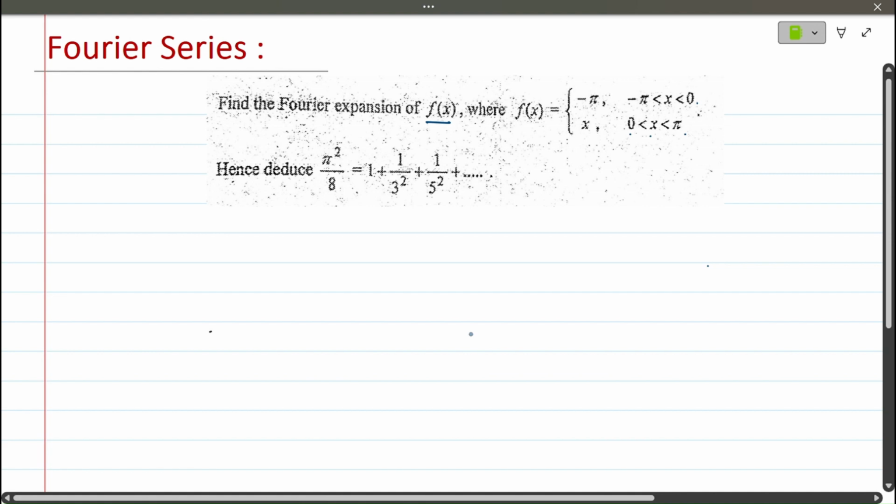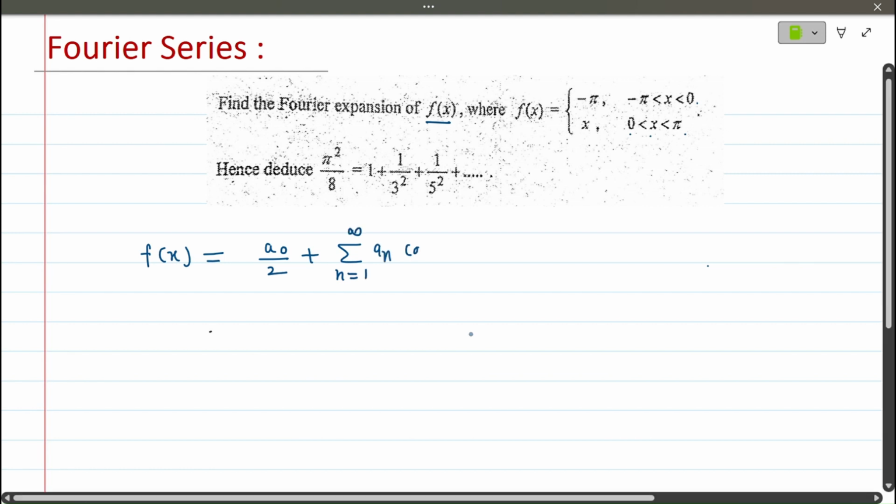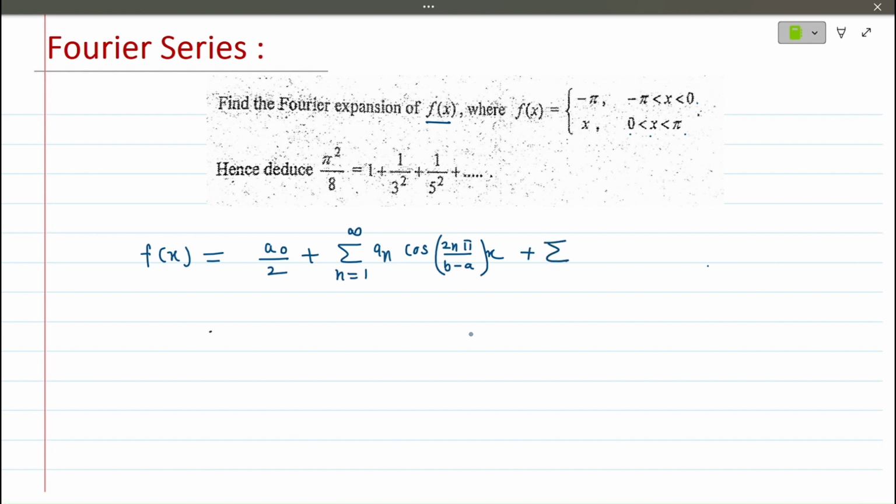Okay, so first, the Fourier series of any periodic function is given by a naught divided by 2 plus sigma n from 1 to infinity a_n cosine of 2n pi divided by (b minus a) x plus sigma n from 1 to infinity b_n sine of 2n pi divided by (b minus a) x.